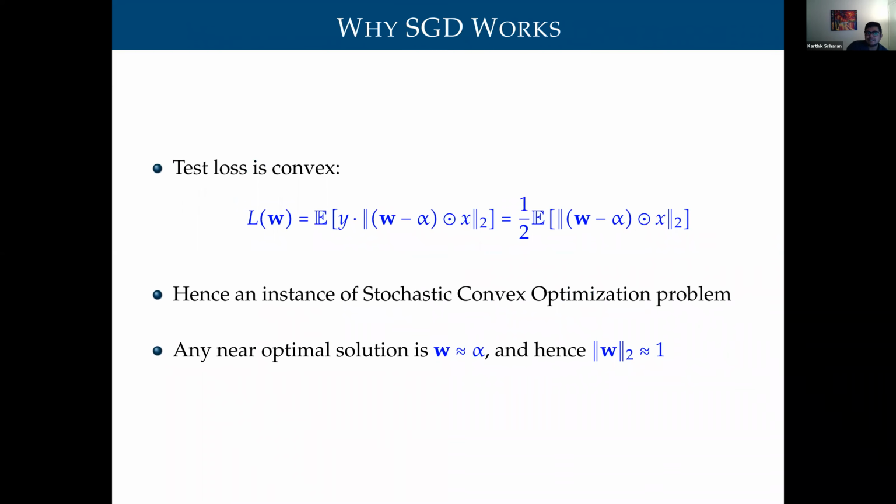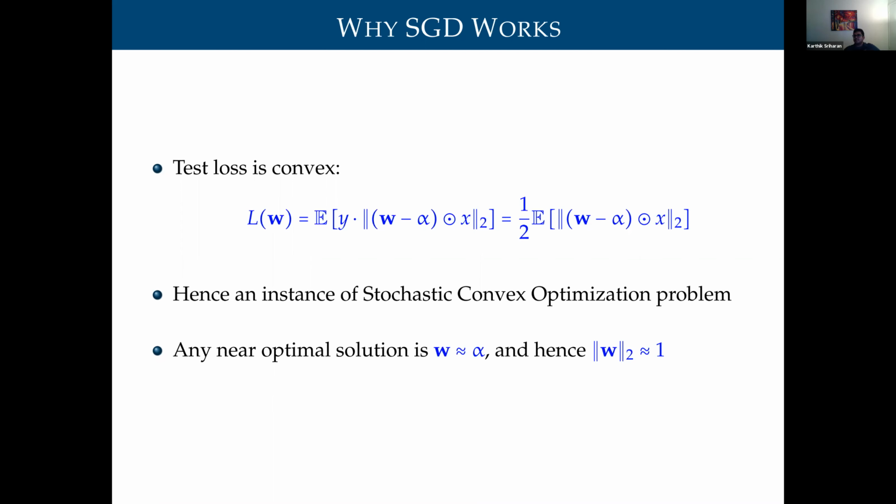The first thing is that the test loss, you can easily see that it's convex because Y is biased towards positive and it's independent of the X. So if I take the expected loss, that's basically what's written down here. The expectation over Y just comes out, and it's basically biased towards positive. So overall, it's just half the expected norm of whatever is written there.